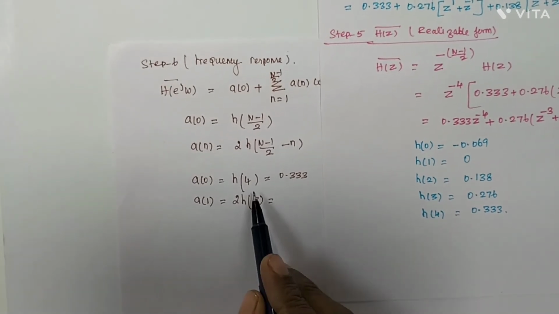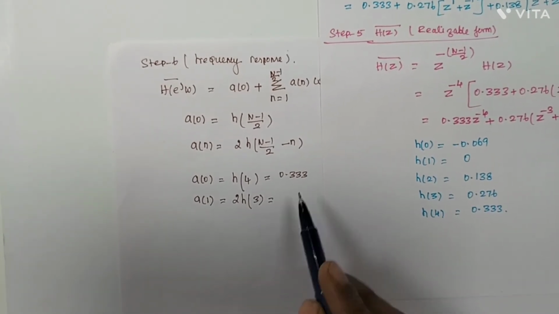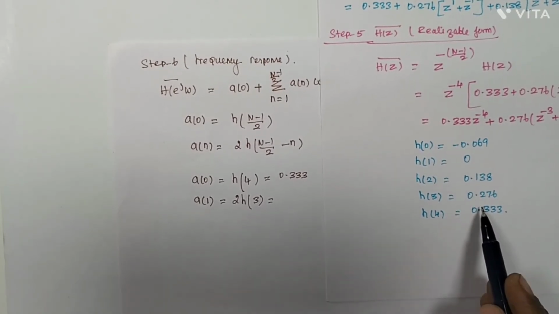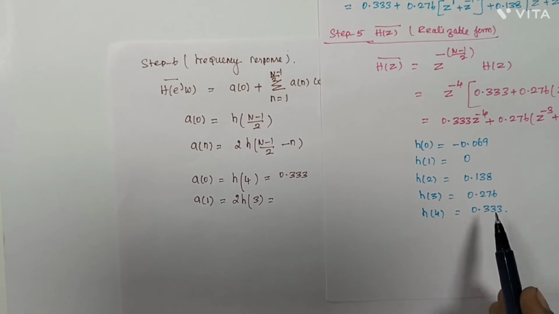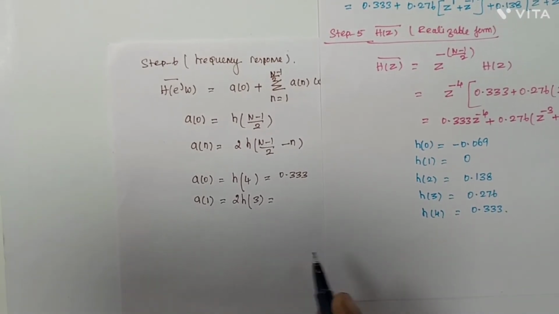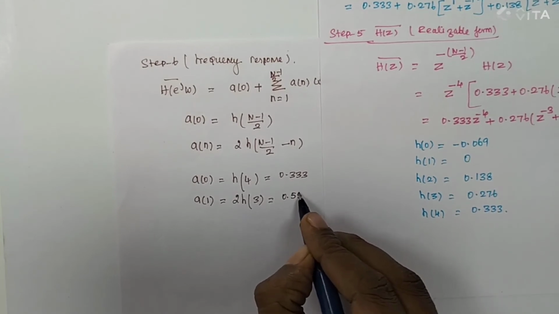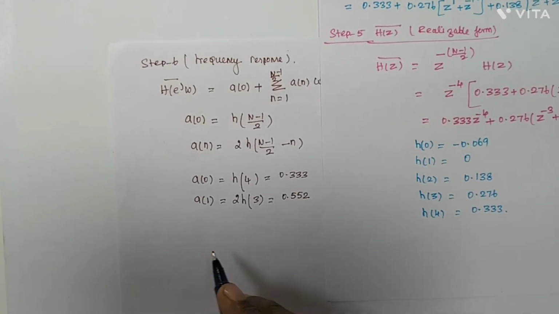So a of 0 is equal to h of 4, it is 0.333. A of 1 is equal to 2 into h of 3. So h of 3 is 0.276. That is 0.552.